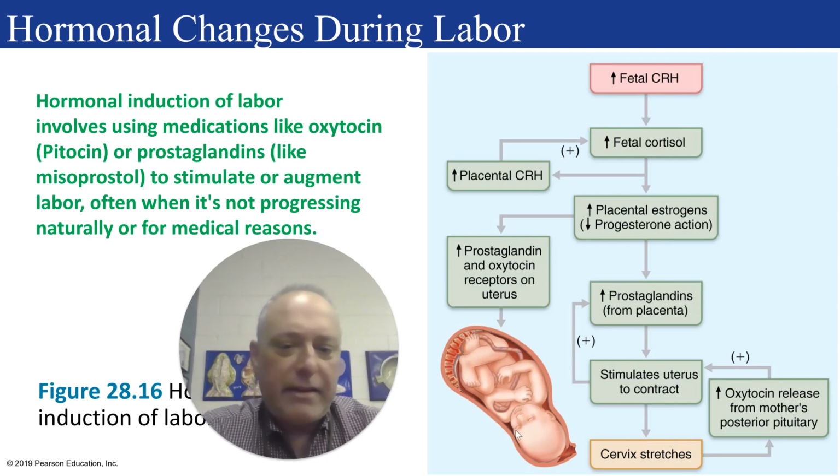And as the baby engages, the cervix stretches and establishes a positive feedback cycle where stretch leads to more pushing and more prostaglandin and oxytocin release. This leads to more pushing and more stretching and more oxytocin and prostaglandin release. And this is initiated through the events of fetal cortisol that will begin this positive feedback loop in labor.